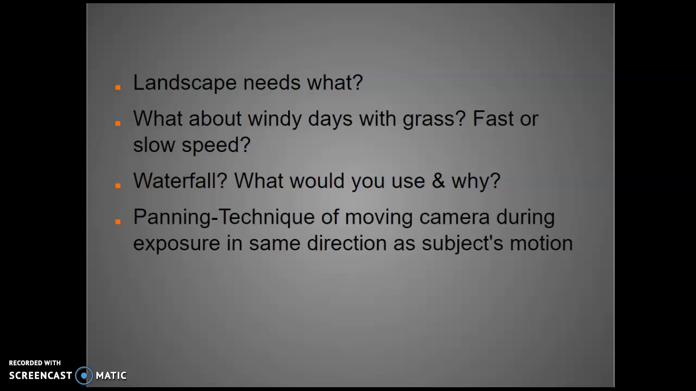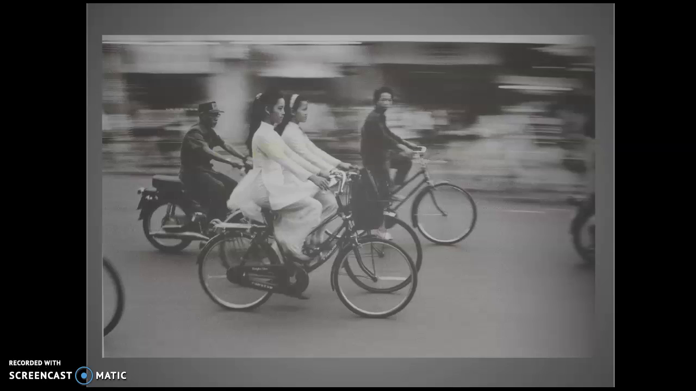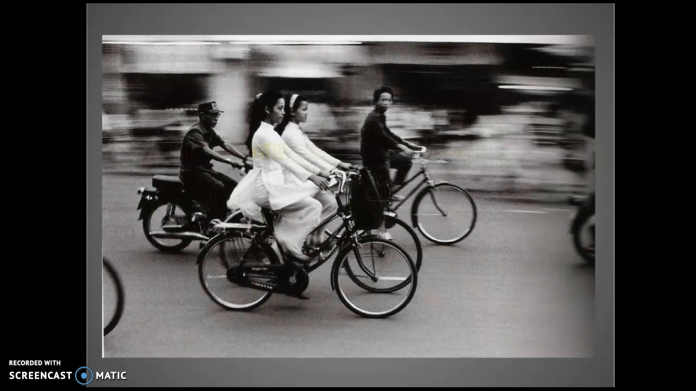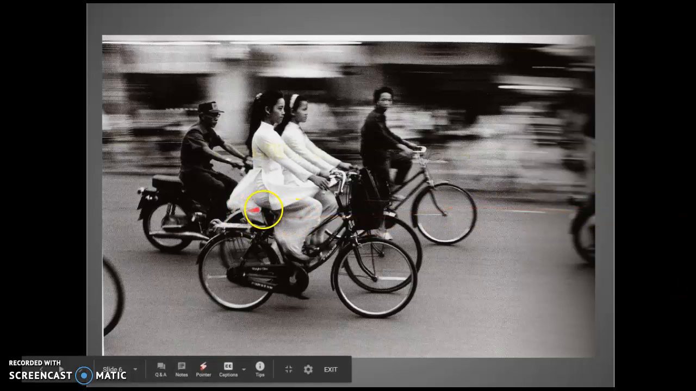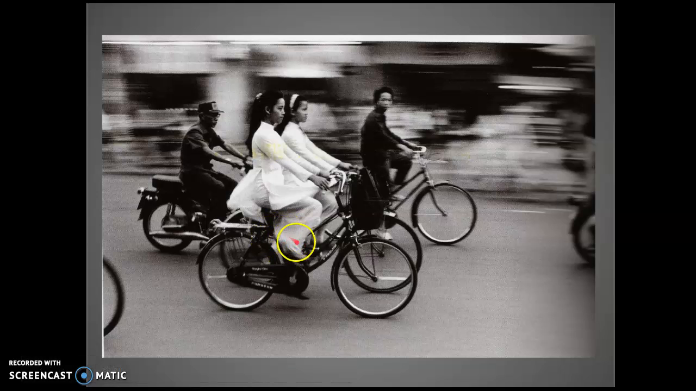Your new technique is panning. This is moving your camera during exposure in the same direction as your subject's motion. Okay, here is a picture of that. The whole point of panning is for it to look like your subjects are in motion. You want your subject to be mostly focused. You can see right here at her leg and the wheels, there's some blur. And this guy back here has some blur. But see, this whole background, lots and lots of blur.